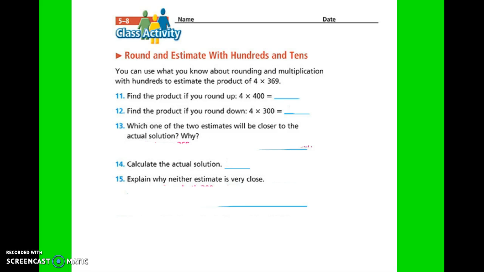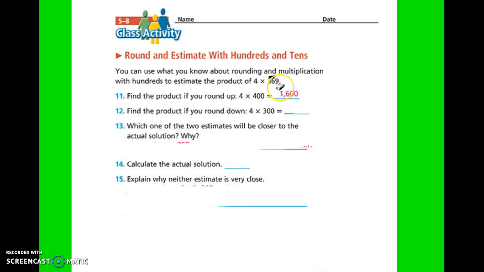All right, the last thing that we're going to talk about is rounding and estimating with hundreds and tens. So we're going to look at this problem here. We're going to look at estimating the product of 4 times 369. So first thing we're going to do is round it up to the hundreds. Again, I looked at the number behind it here, and 6 is greater than 5, so I'm going to try rounding it up. So I'm going to go 4 times 400. I do my 4 times 4, which gives me my 16. I add my 2 zeros on there, so I'd get 1,600.